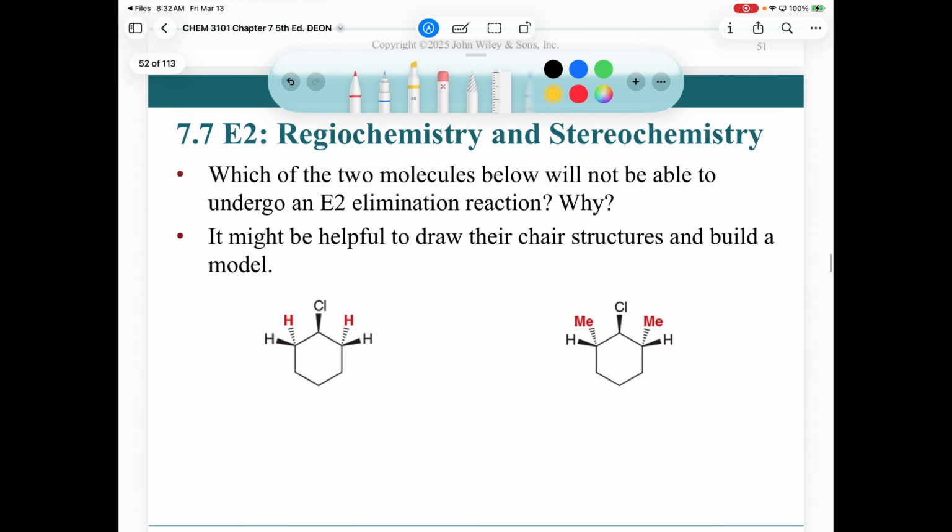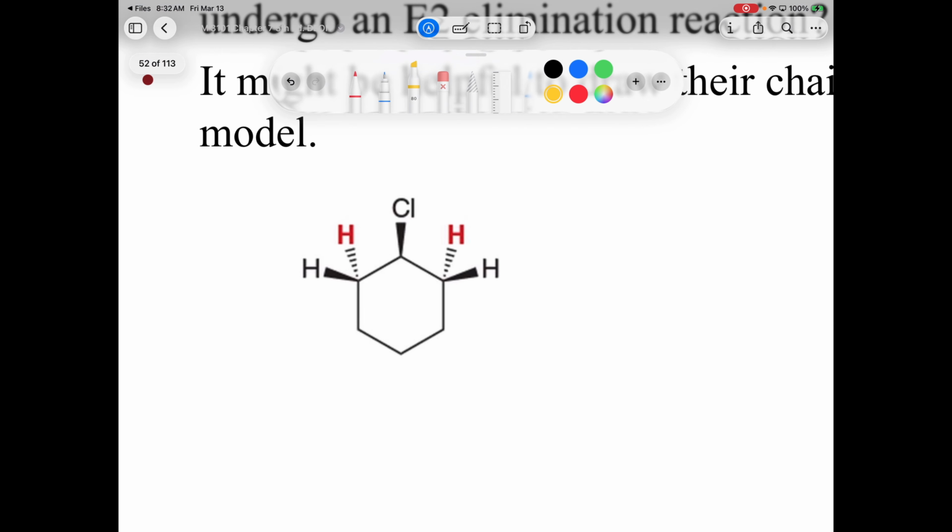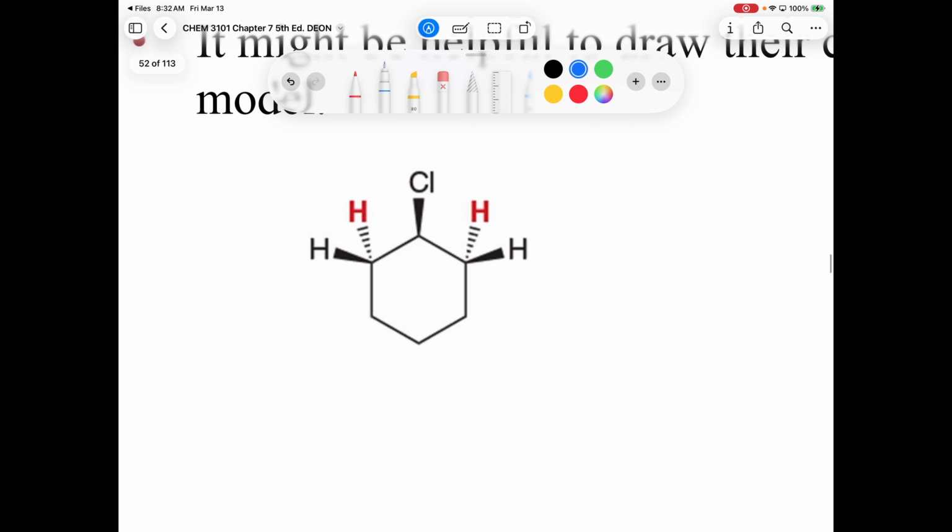It says, take a look at these two molecules here. One will not be able to undergo an E2 elimination. Why? It might be helpful to draw their chair. It could be helpful, but I'm going to say it's not necessary. Watch. If I think about this leaving group, we all agree chloride is a great leaving group. Now remember, I said that in order for a leaving group to leave on a ring, it has to be what? Equatorial or axial? Okay, let's try it again.